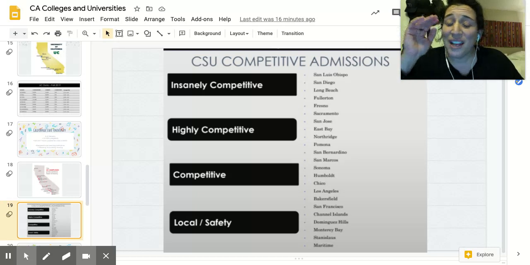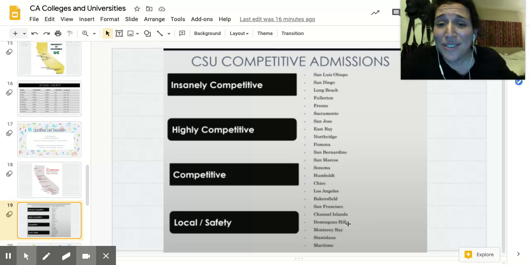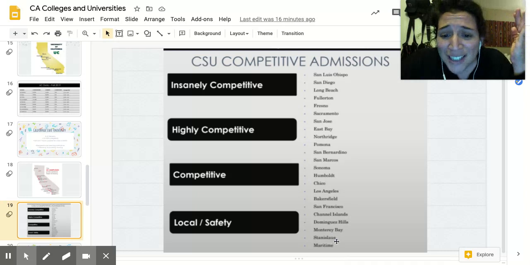If you want to go for safety, as in a safe bet that you will be admitted, then you're going to look down here at the local and safety schools, starting with Channel Islands, Dominguez Hills, Monterey Bay, Stanislaus, CSU Maritime, which is in conjunction, I think, with the Army. I don't know. Maybe not. Don't quote me on that. But listen, Channel Islands, beautiful. Dominguez Hills, so close. You could stay at home. Monterey Bay, beautiful. Stanislaus, also, I'm sure beautiful.